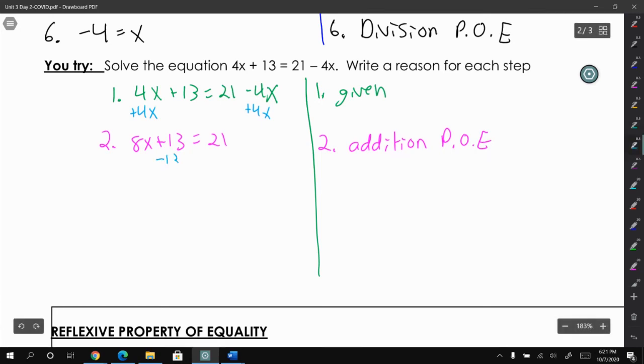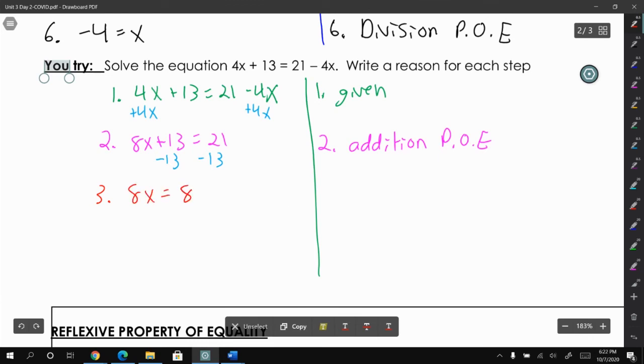Then to solve this, we would subtract 13 from both sides. And that would give us 8x equals 8. And what we did here was the subtraction property of equality.